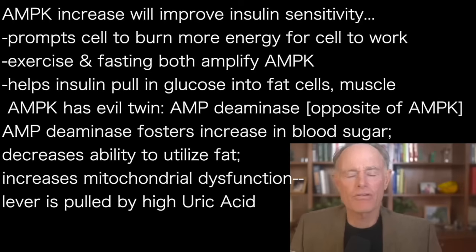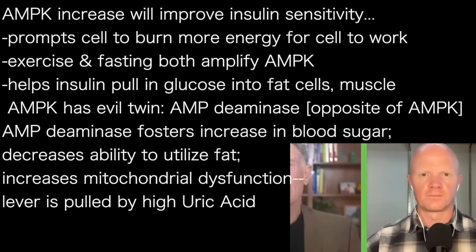And what AMP deaminase does is really pretty much the opposite of its twin, AMP kinase, and that is it fosters increasing blood sugar, increasing gluconeogenesis, the production of blood sugar, the lack of our ability to utilize fat, and even to some degree increases mitochondrial dysfunction so that we don't burn as much energy. And guess what? The lever is pulled by high elevation of uric acid. Uric acid is one of the arbiters of determining which way we go. AMP kinase on the good hand, and AMP deaminase on the bad side.